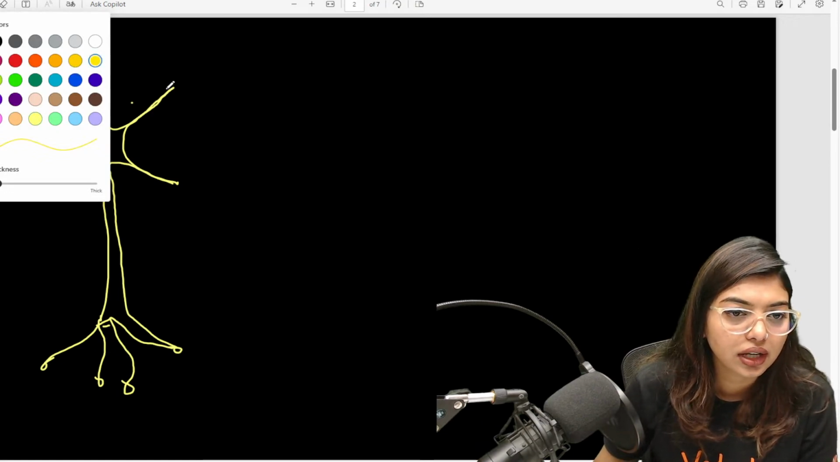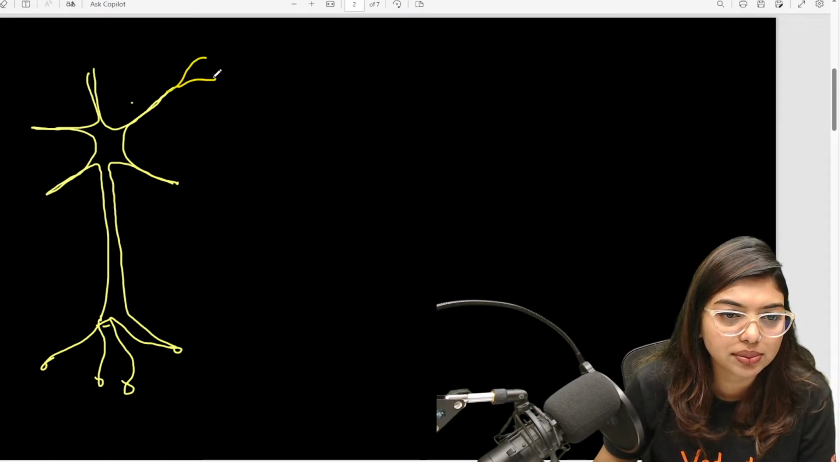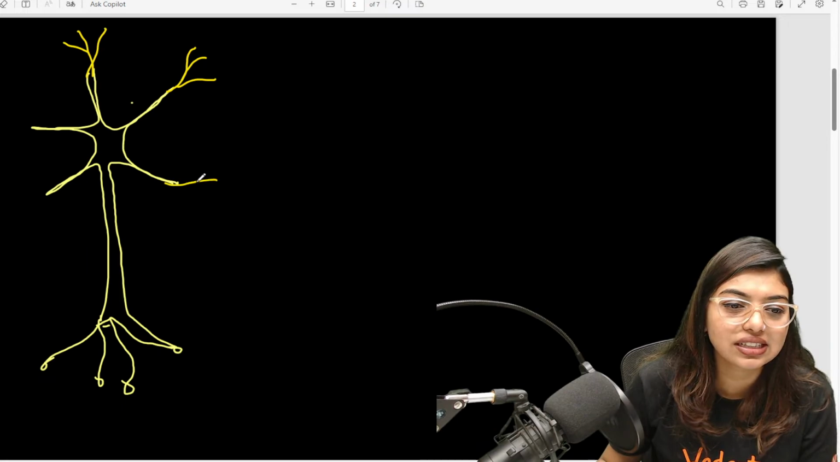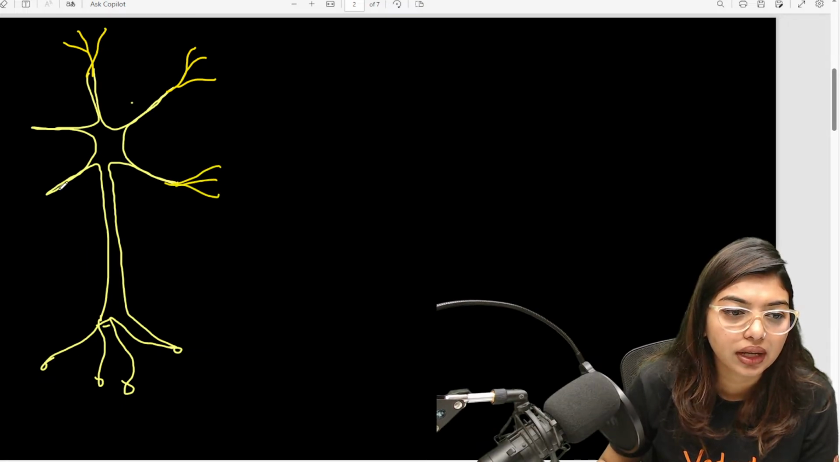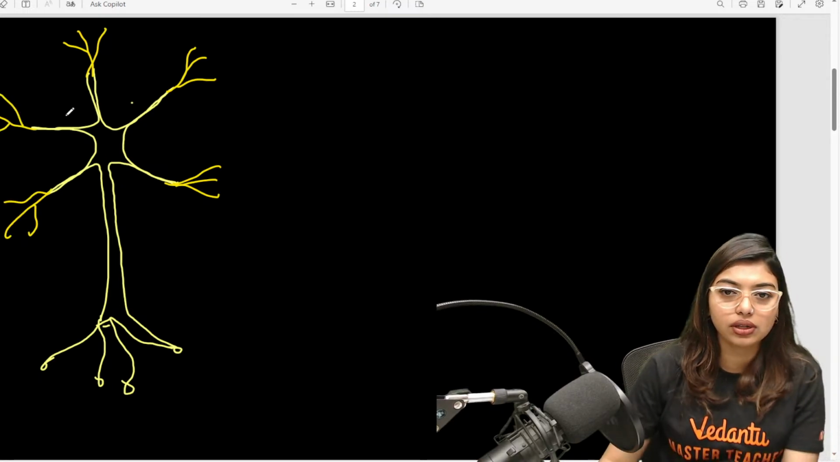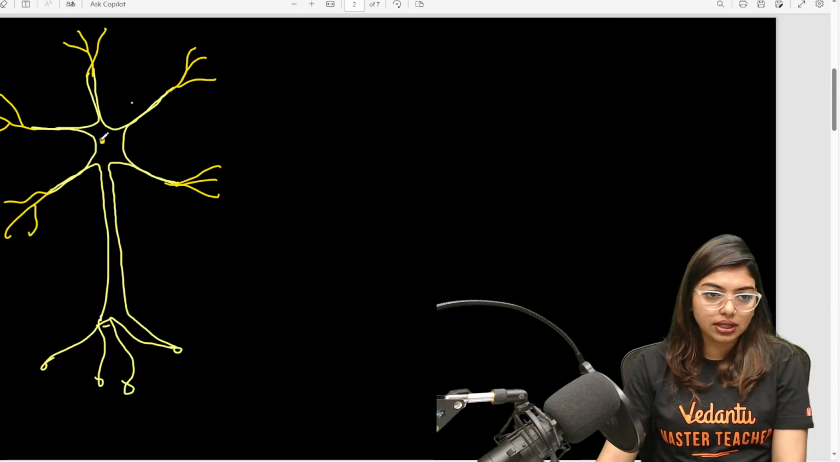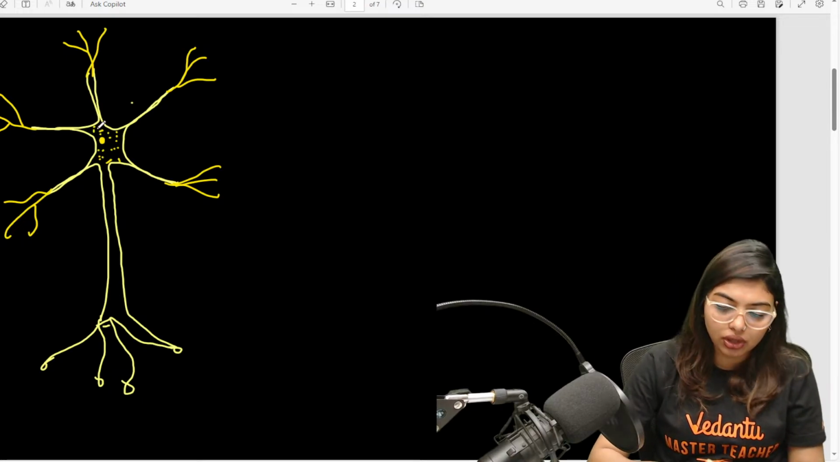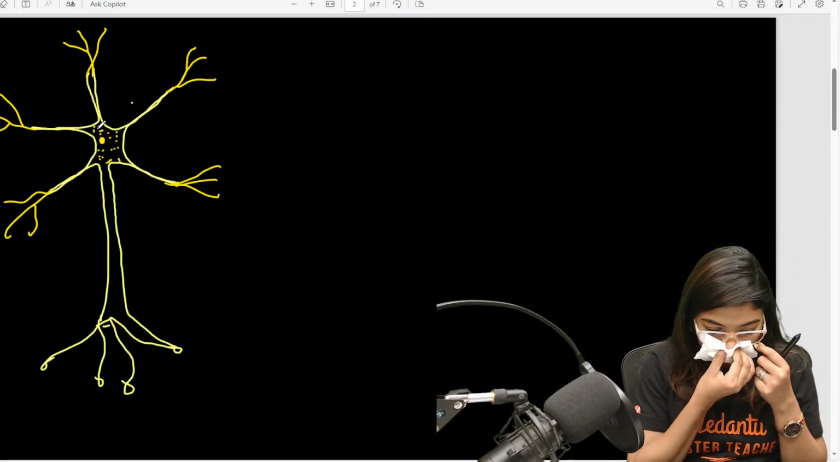I know some of you will be doubtful, ma'am, is this a proper neuron or a dried tree? So this is a neuron, and what I'm drawing with dark yellow is a dendrite. In between there is your nucleus, and this dot structure that I'm drawing is going to be the cell body.